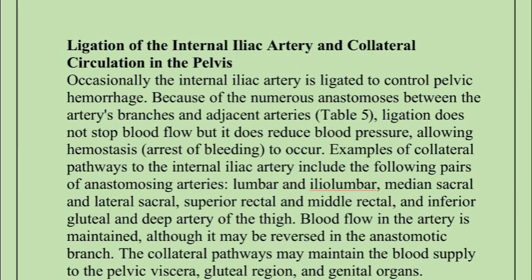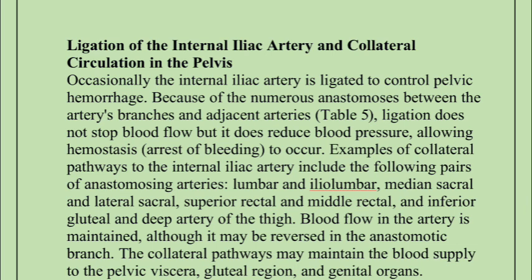What happens when there is ligation of the internal iliac artery? Does collateral circulation occur in the pelvis in such a situation? You must know that occasionally the internal iliac artery is ligated to control pelvic bleeding. If, for example, there is an accident, the pelvic structures are damaged, lacerated, and you find out that the patient has severe bleeding from the pelvic region, what happens? You might need to ligate the internal iliac artery to control the pelvic hemorrhage.